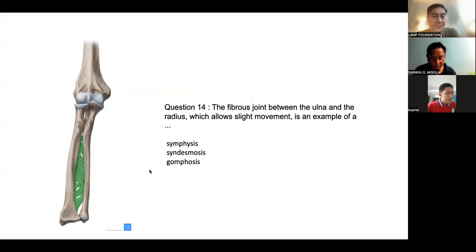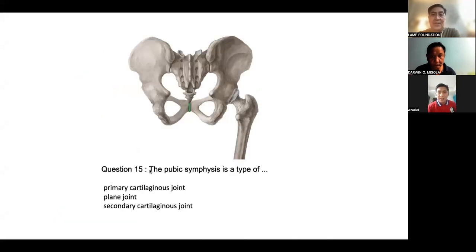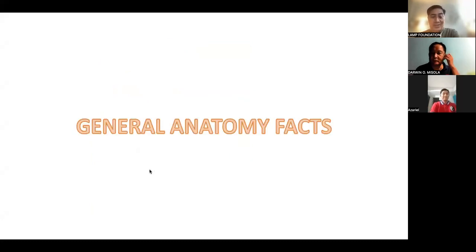The fibrous joint between the ulna and the radius, which allows slight movement, is an example of syndesmosis. The pubic symphysis is a type of secondary cartilaginous joint. Good work, Sir June. Study more.